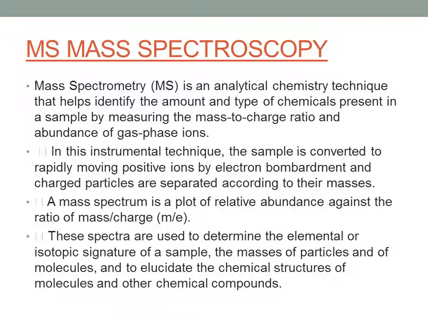Then it is followed by mass spectroscopy, an analytical chemistry technique that helps to identify the amount and the type of chemical present in a sample by measuring the mass to charge ratio and abundance of gas phase ions. It is an analytical technique performed based upon the ratio of mass and charge.